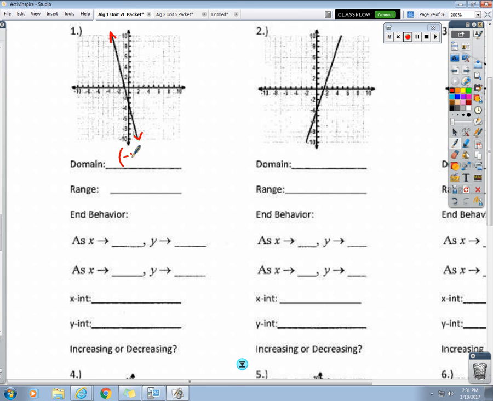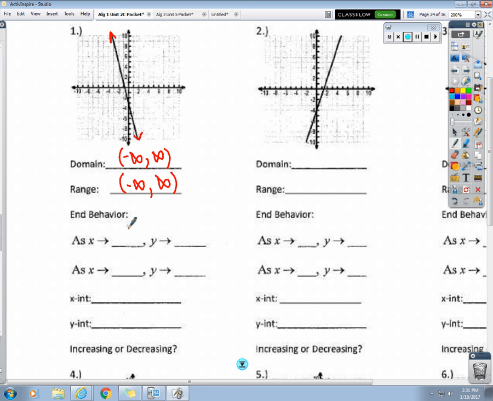Forever left, which is negative infinity, correct? How far right will it go? Positive infinity. Because think about it. As it's going up, isn't it also moving left? And as it's going down, isn't it also moving right forever? So it'll go left forever and right forever. What about the range? How far down will it go? Right, it'll go down forever, and won't it also go up forever? So the domain and range are all real numbers.